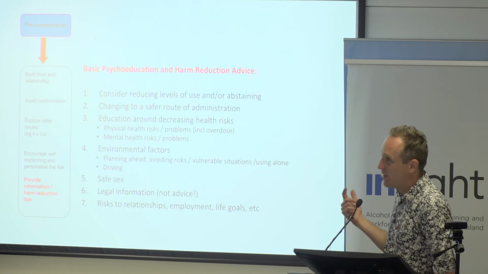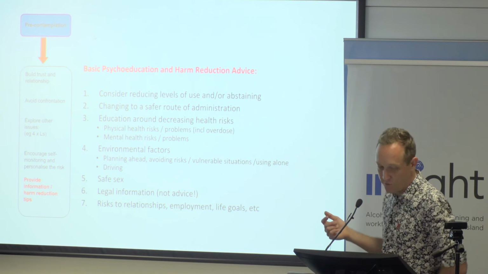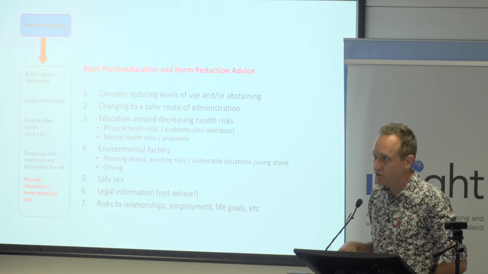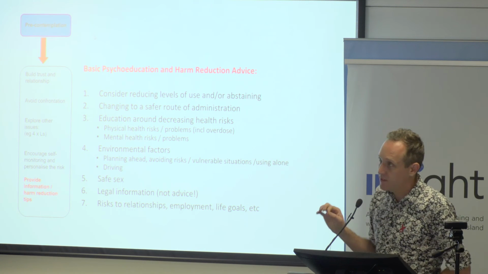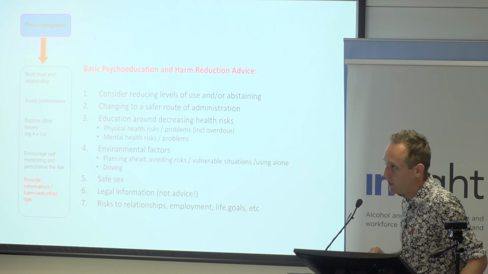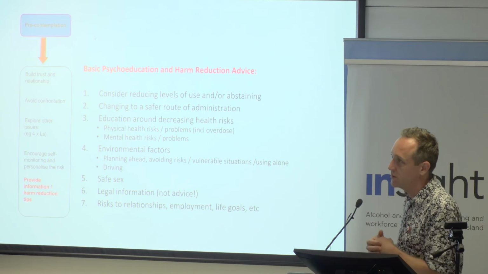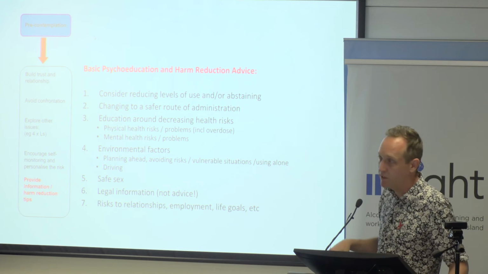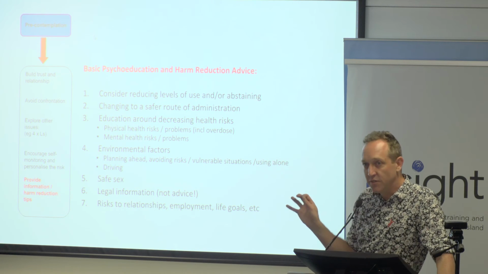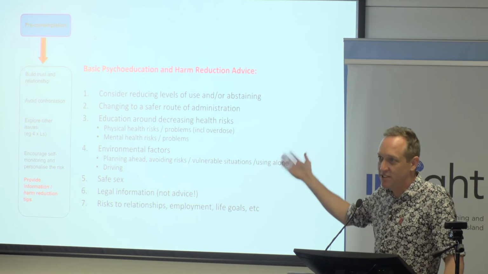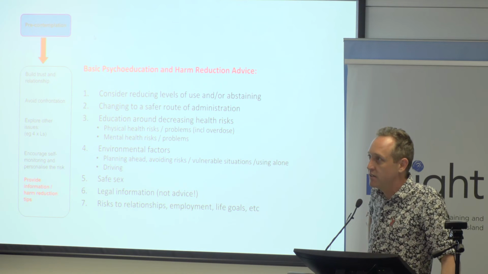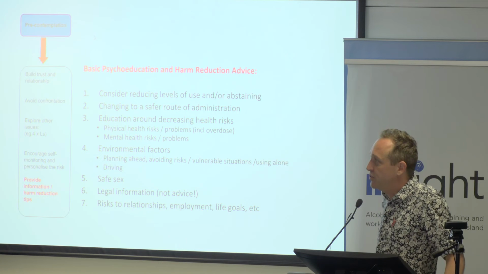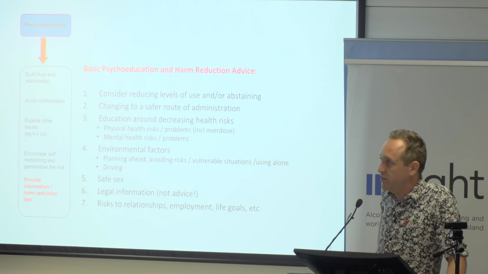Safer routes of administration, looks around decreasing health risks for physical, including overdose or mental health risks, environmental factors, planning ahead, avoiding risks, vulnerable situations, not using alone, not driving under the influence, practicing safe sex, avoiding legal harms, and looking at some of those 4Ls in terms of risks to relationships, employment, life goals, etc. So that's what you could do in one session, is just go through this list and have a conversation about each of these to make sure the client has got as much understanding around ways to reduce harms while they're still in the pre-contemplation phase.